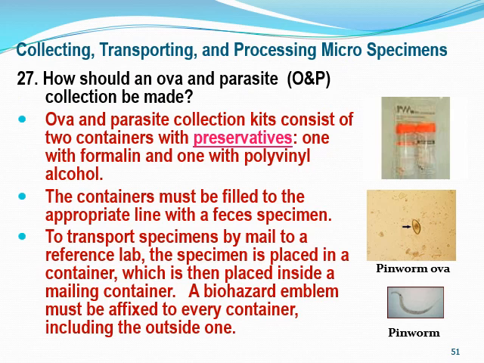So moving on, how should an ova and parasite, O&P, collection be made? Ova and parasite collection kits come with collection kits, depending on what you're looking for, pinworm, whatever it may be, with the preservatives you need, such as formalin and polyvinyl alcohol, to keep the specimen preserved so that when we look at it under the microscope, we will see what it is, right? And the containers must be filled to the appropriate lines with whatever specimen you're collecting, whether it's feces or a swab of some sort.